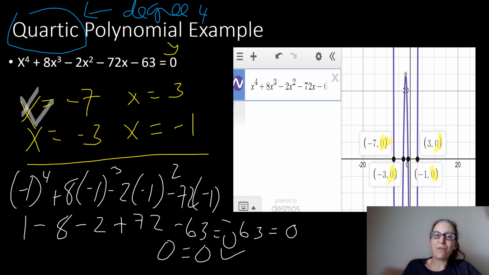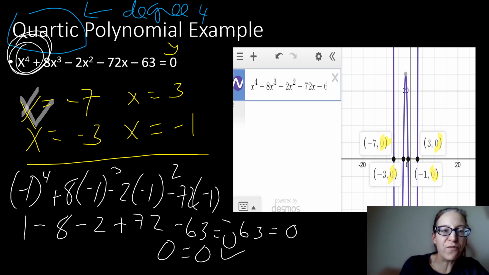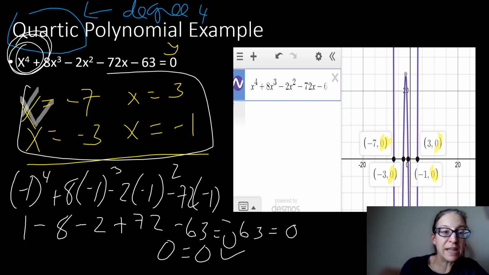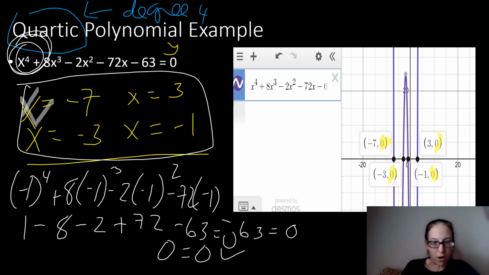So that's an example of a quartic polynomial. What's good about this one is that because it's a quartic, degree 4, you know you're looking for 4 solutions, and if you can see all 4 of them, then you know you've got all of them. So the graph showed you all of them. In this case, all 4 were real solutions, so you could see all 4 of them on the number line.